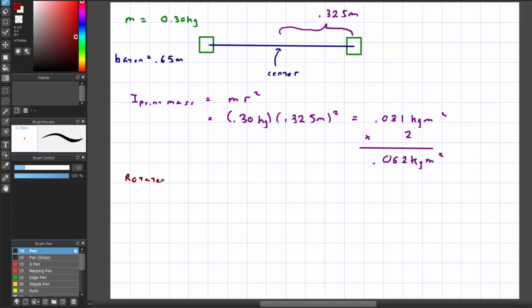To calculate the moment of inertia if the baton is rotated by the endpoint, the radius now is the entire baton length, 0.65 meters. And only one object is rotating as the other object remains at the center, or in this case, the axis of rotation. For this, the moment of inertia is 0.126 kilogram meter squared.